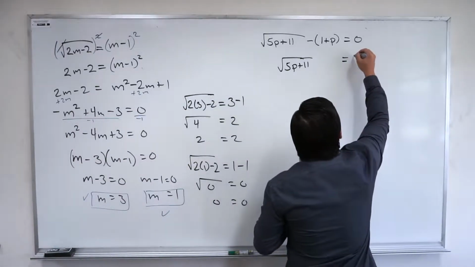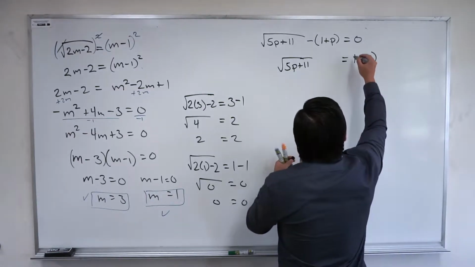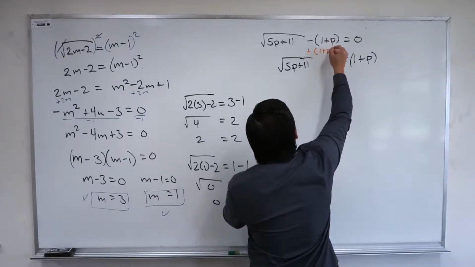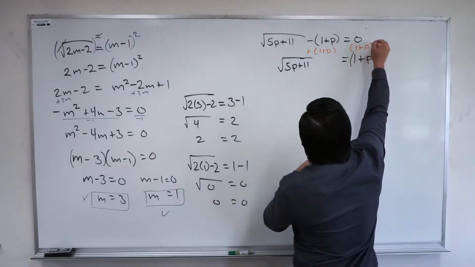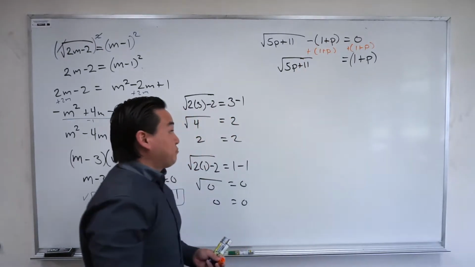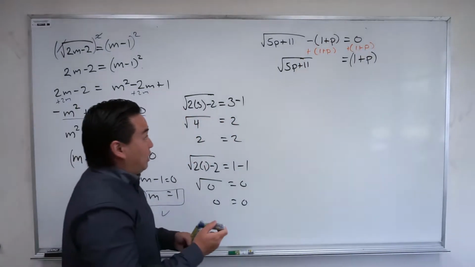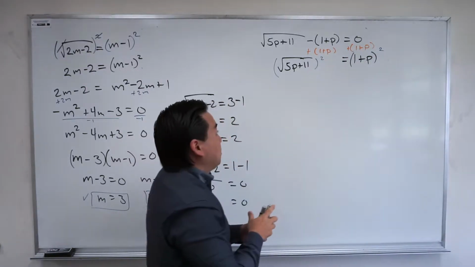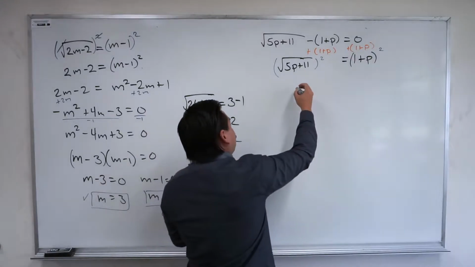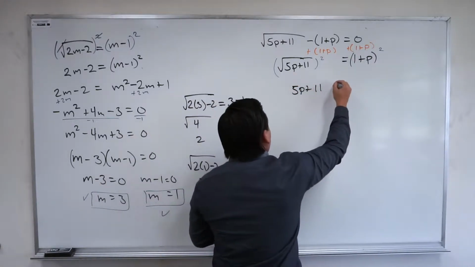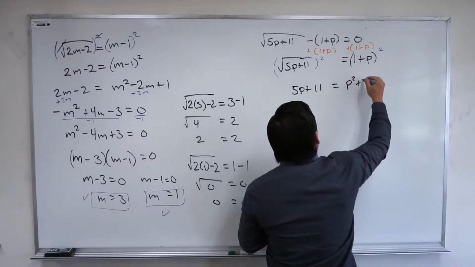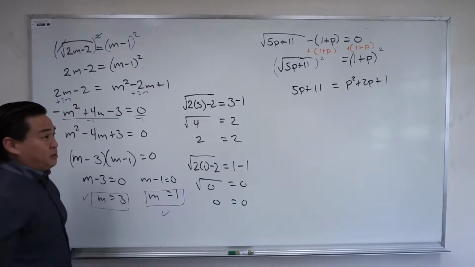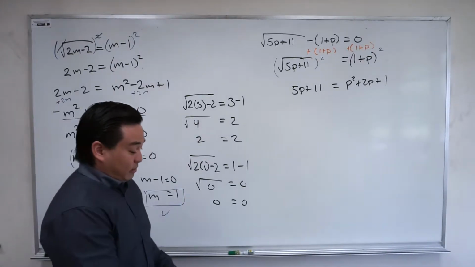But what I'm going to do is add 1 plus p to both sides, because those will cancel. Once you have that, square both sides. So the square and the square root cancel. 5p plus 11 is equal to p squared plus 2p plus 1. So if you haven't been doing enough of those, that's a perfect square. We can get this fairly fast.